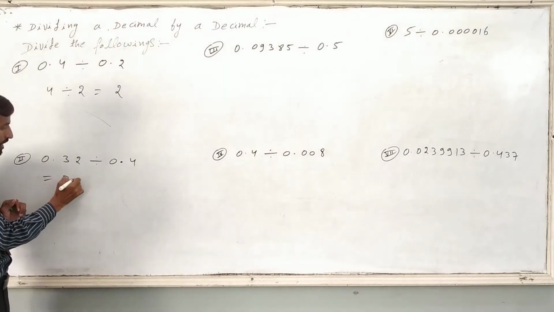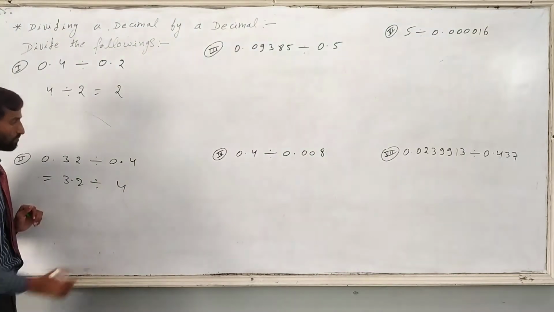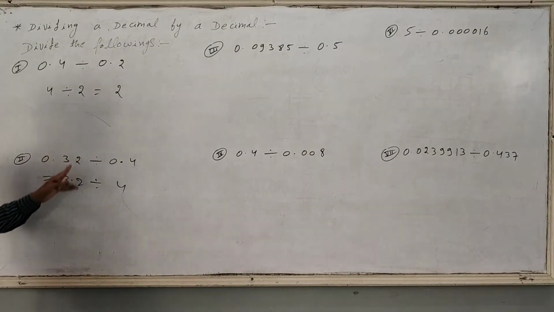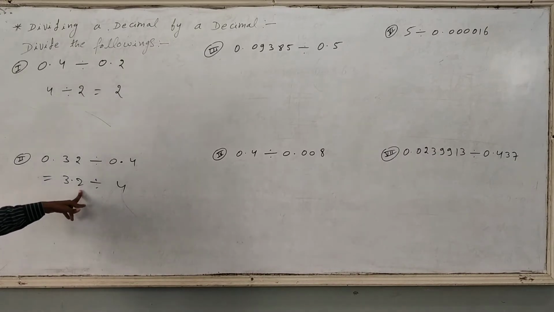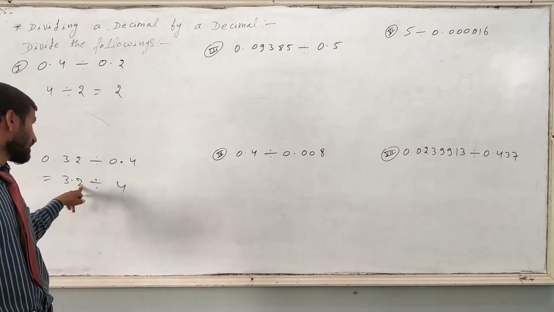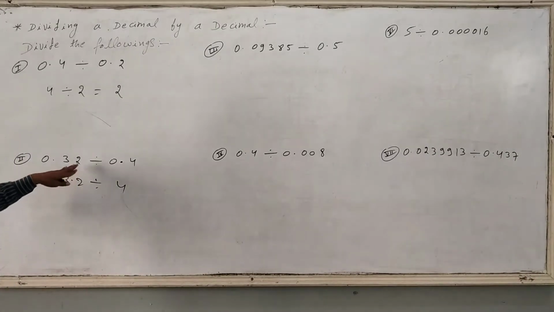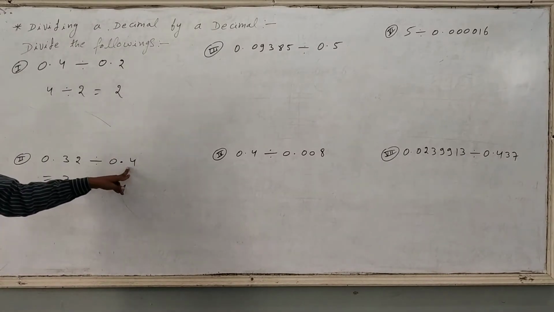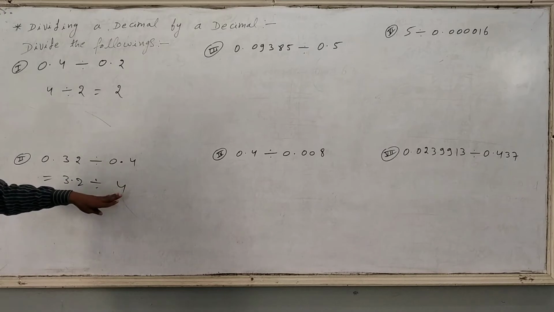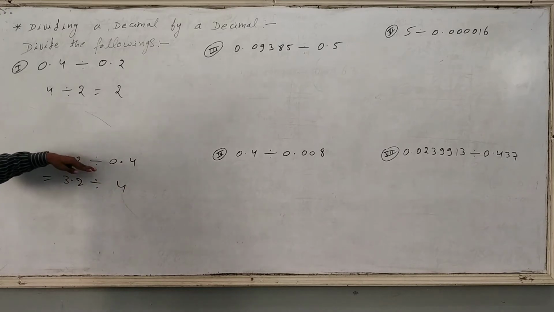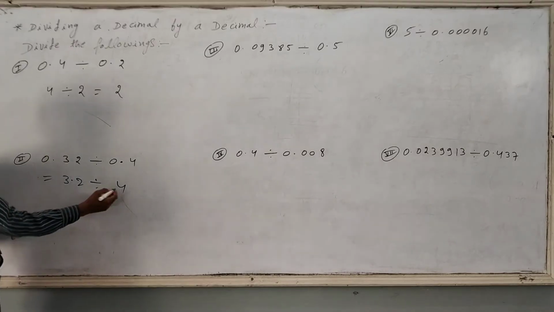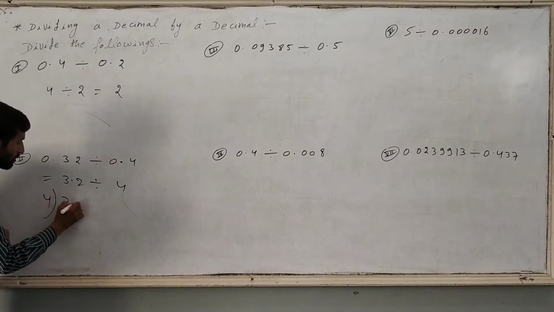So it will become 3.2 divided by 4. Because one decimal place is removed from the divisor, one decimal place is also removed here. So the remaining number is 3.2, with one decimal place, because before that it had two decimal places and one was removed because of the divisor. Now this is final. If you divide this or this, the answer will be the same. So now we have to divide 3.2 by 4.